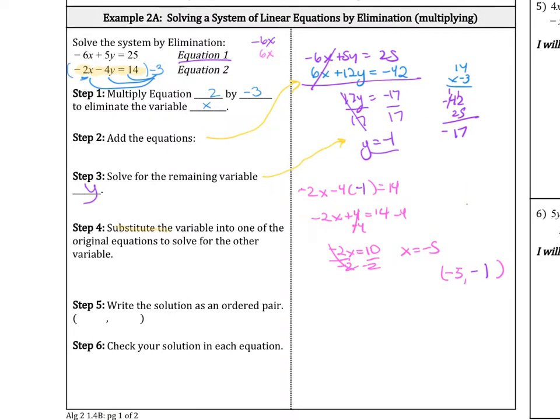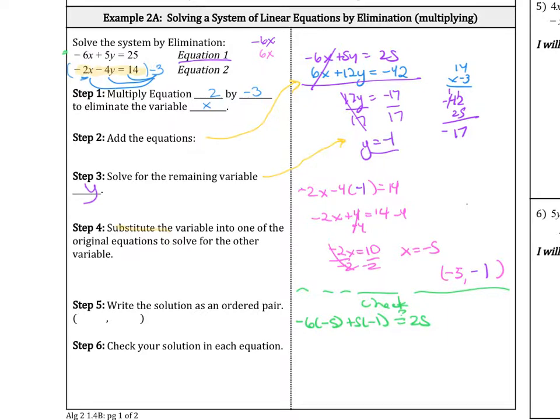So what we want to go ahead and do is to check our solution to make sure it is correct. So let's check it down here at the bottom. To check it, we check both equations. Let's do the first one initially. So we have negative 6 times negative 5 plus 5 times negative 1. Does that equal 25? Again, I just plugged the x into where the x is, and the y into where the y is, and I want to know, is it going to equal 25? If it's true, then it will.